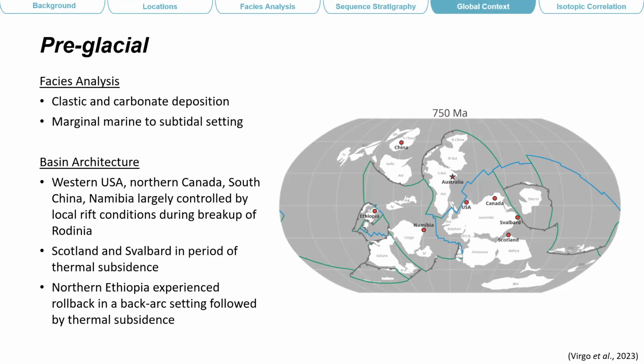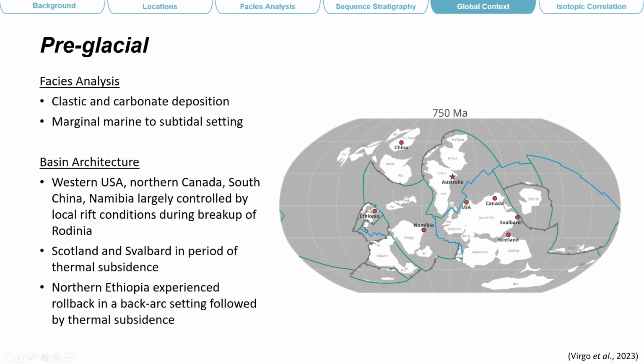So in general, for the pre-glacial package, they tend to deposit very similar material to South Australia. So a mix of clastics and carbonates in more or less a marginal marine to subtidal setting. In the Western United States, Canada and South China and Namibia, they also have active rifting occurring during this time. So a lot of this is largely rift related. So tectonism played a large part in these particular locations. Scotland and Svalbard were slightly different. So you can see they're located over here and they were going through a period of thermal subsidence at the time. So they were in a slightly different tectonic regime. And Northern Ethiopia, again, was quite different. That was experiencing rollback in a back arc setting.